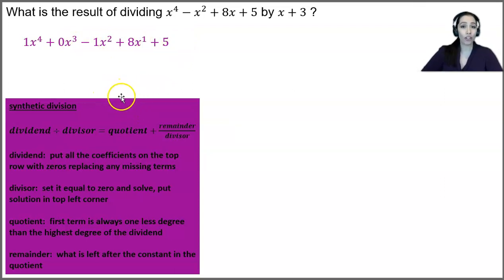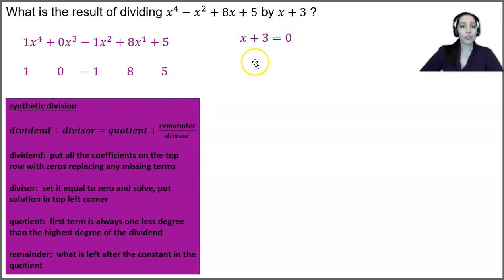What are the coefficients in front of those? It's 1, 0, negative 1, 8, and 5. So notice how, when Chloe let us know, you put zeros to replace any missing terms. That's why I have a 0 here, because there was no x cubed. So now that I have all of those, the next thing I'm going to do is look at my divisor. My divisor is x plus 3, and Chloe let us know to set it equal to 0 and solve, and then put the solution in the top left corner.